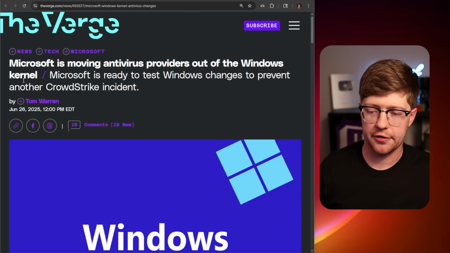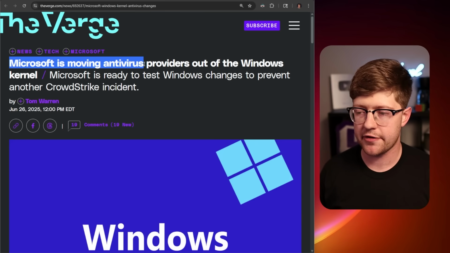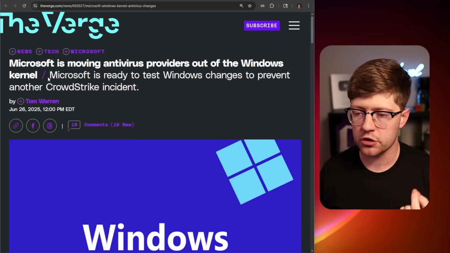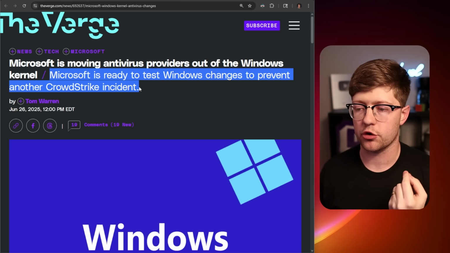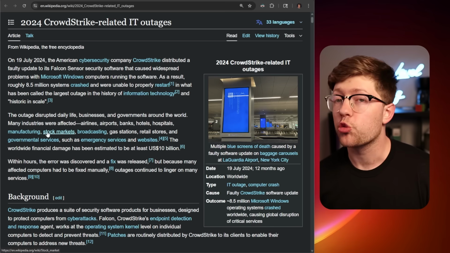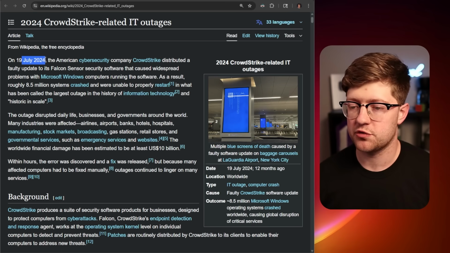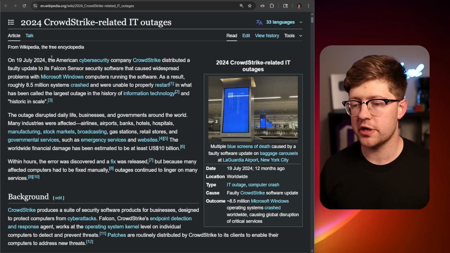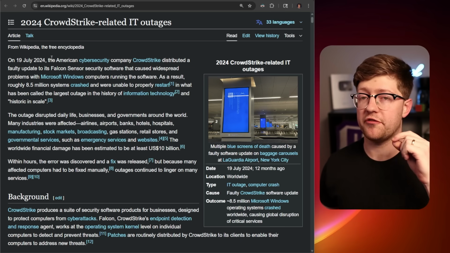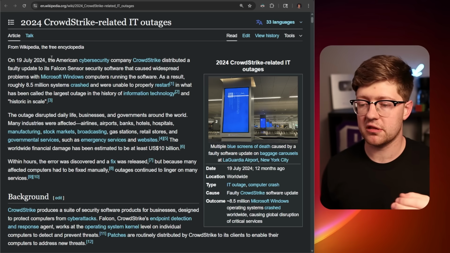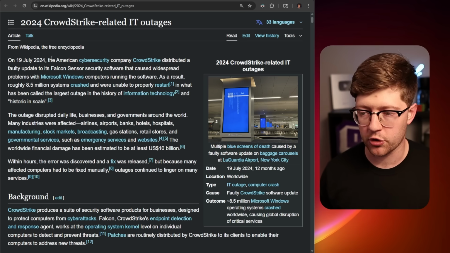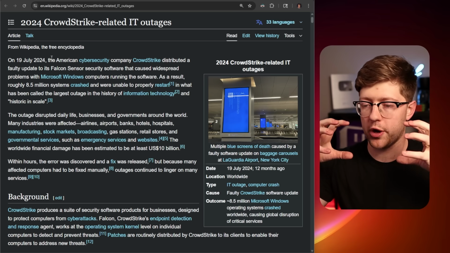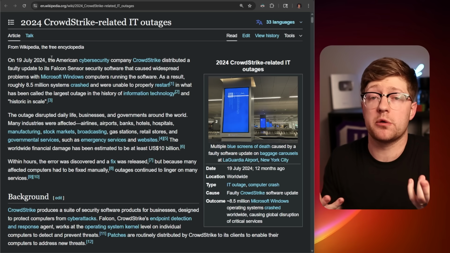Now, it's kind of like a light at the end of the tunnel moment. Microsoft is moving antivirus providers, and there's also a separate article on kernel mode anti-cheat, out of the Windows kernel. Microsoft is ready to test Windows changes to prevent another CrowdStrike incident. If you don't remember, the CrowdStrike incident was an event in July of 24, where this company called CrowdStrike had this EDR, this endpoint detection and response system called Falcon. Falcon was basically a security as a service platform, where instead of you having your own dedicated SOC, security operations center, to see hacks happening, CrowdStrike would do it for you.